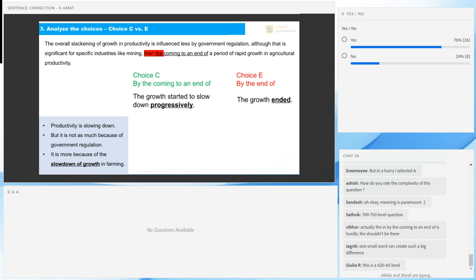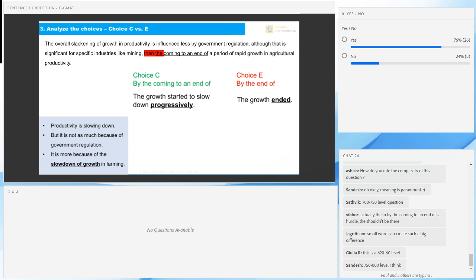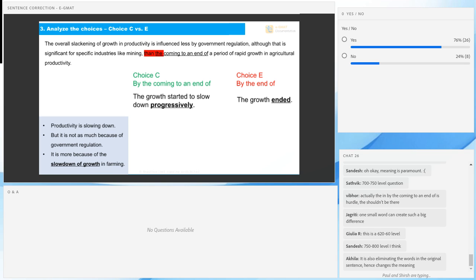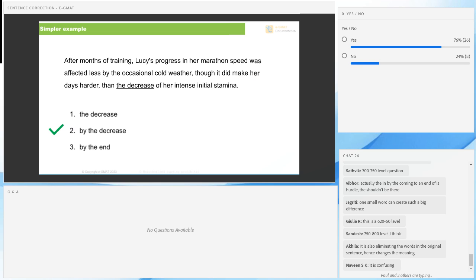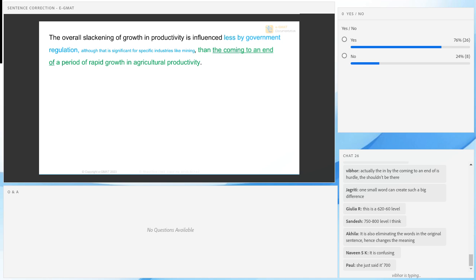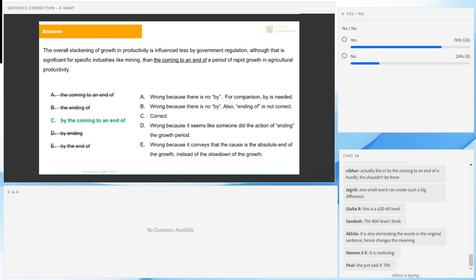This is a 700 plus level question. As I said earlier, all the 4 questions that we will be doing in this session are 700 plus level questions. These are all difficult questions, okay? Because it's in the difficult questions that you understand the relevance of the process, okay? All right, so always focus on what the original choice is communicating, okay?